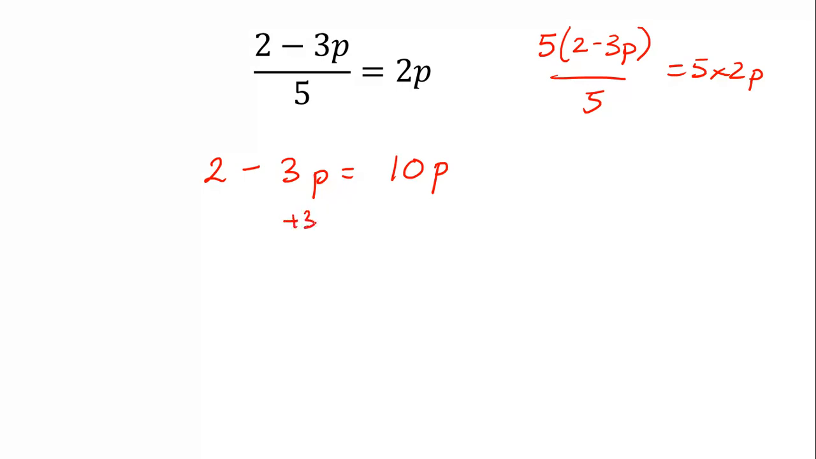So now I'll add 3p to both sides. So 2 equals 13p, which means that p will equal 2 divided by 13, which I'm going to leave as a fraction because that's not going to give me a nice decimal.